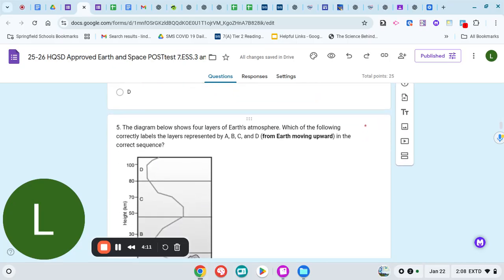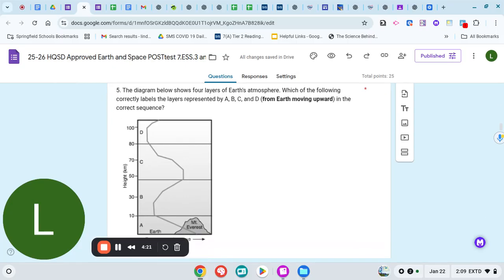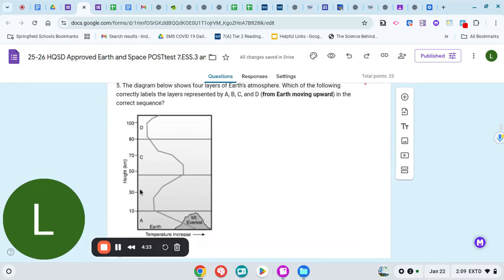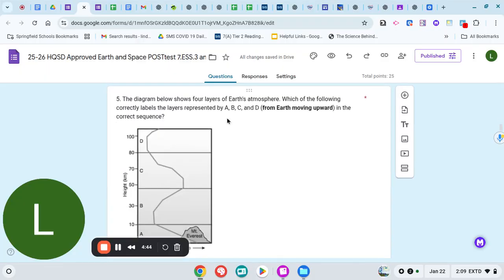Okay, number 5, the diagram below shows the 4 layers of the Earth's atmosphere. Which of the following correctly labels the layers represented by A, B, C, and D? So A, B, C, and D from Earth, which is down here, moving upward in the correct sequence. So which of the following correctly labels these layers, A, B, C, D, from Earth, which is A, moving upwards to D in the correct sequence? All right, what is the correct answer?